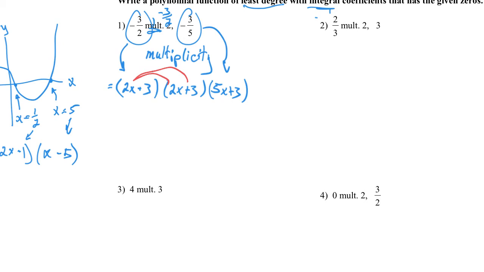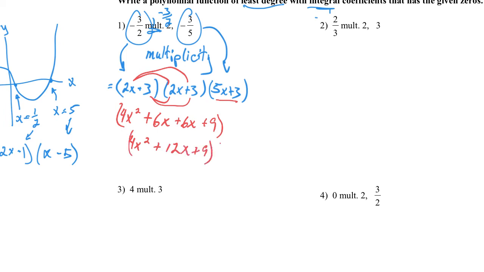So we have 2x times 2x is 4x squared. 2x times the 3 is going to be 6x. And then keep going. We have 3 times 2x, another 6x. 3 times the 3 is going to be 9. And then I combine any like terms within there before I do anything with this last one. All right, so I'm going to combine those 6x's in there and get 12x. And drop down the 9.